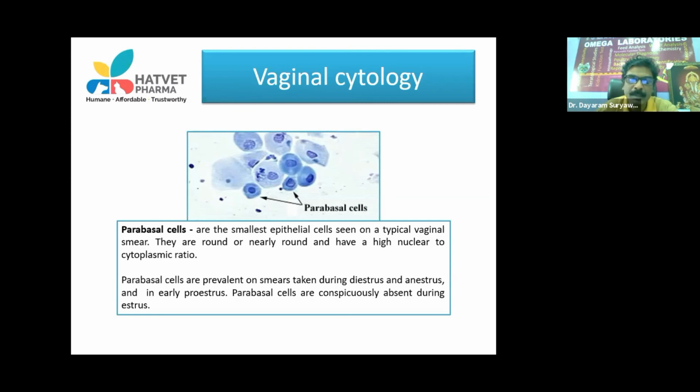Now, if the owners are complaining that the bitch is in estrus, and you are getting parabasal cells, then that particular animal may be in diestrus or anestrus. It is not the estrus phase.